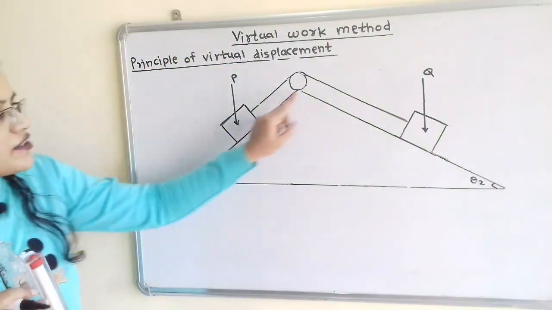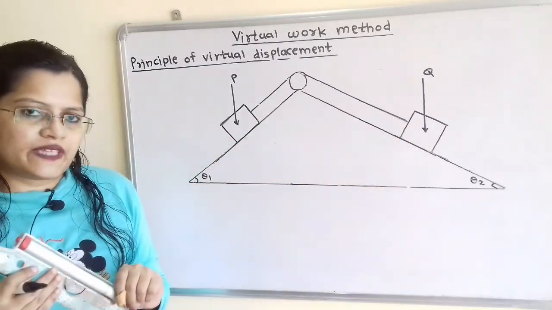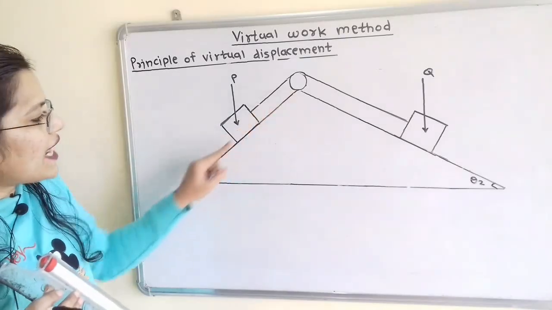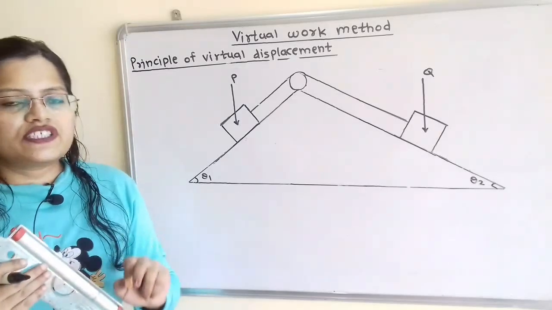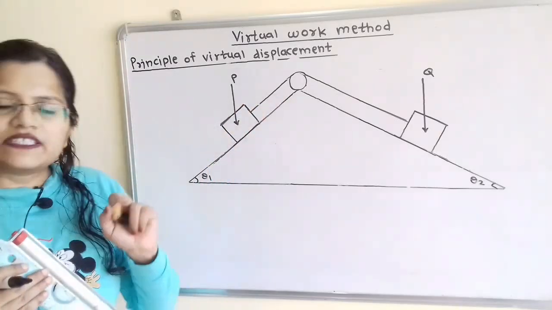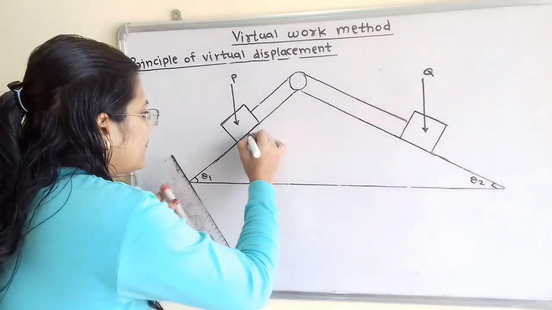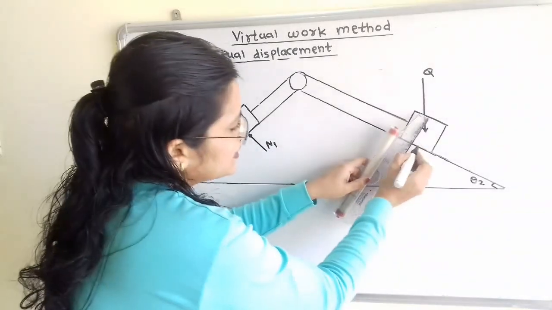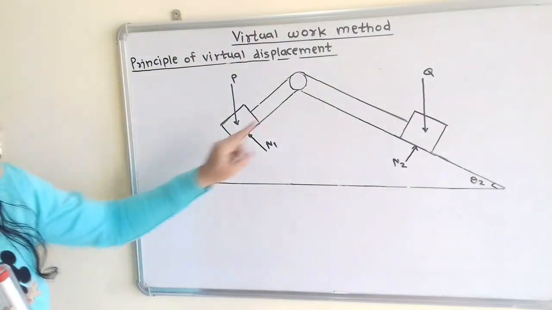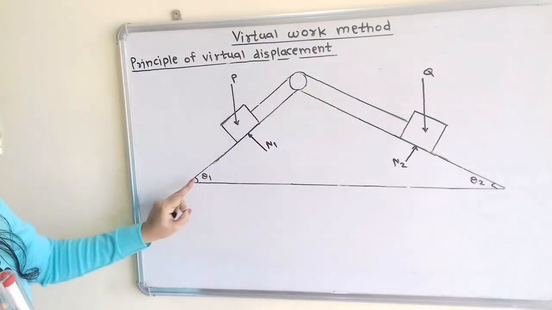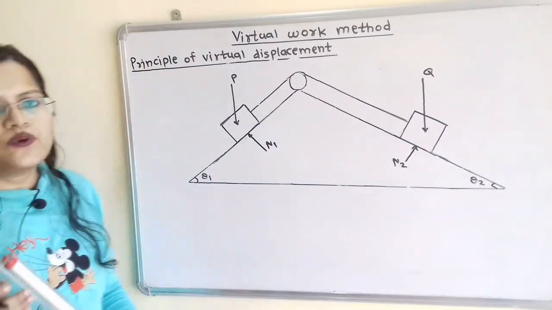The surfaces are smooth. That means when these blocks slide on the inclined surface, there is no friction. The blocks are in contact with the inclined surface, so we have to show the normal reaction. The reaction is perpendicular to the inclined surface and passes through the center of the block. So we will show here normal reaction N1 and here is normal reaction N2. If we observe these two inclined surfaces, this inclined surface has angle theta 1 with the horizontal and this inclined surface has angle theta 2 with the horizontal.